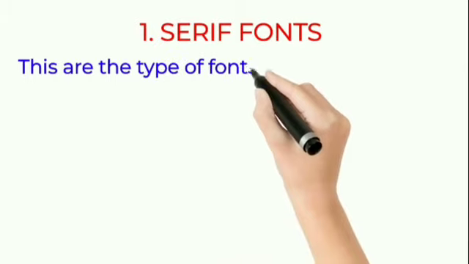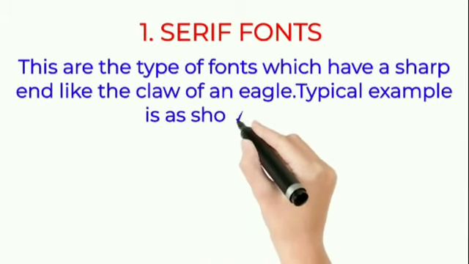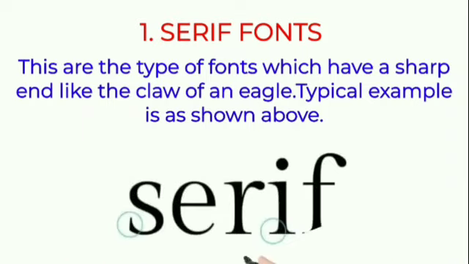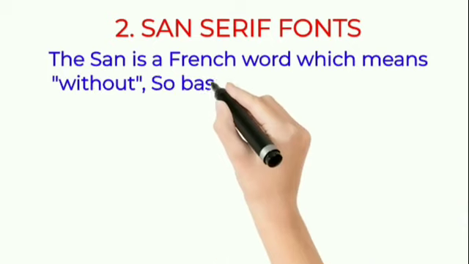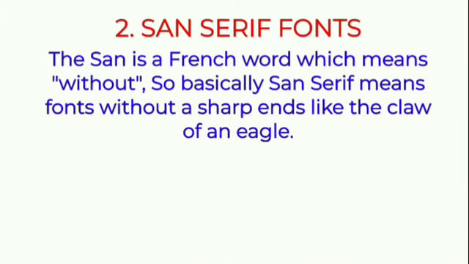1. Serif fonts. These are the type of fonts which have a sharp end like the claw of an eagle. Typical example is shown above. 2. Sans serif fonts. The sans is a French word which means without, so basically sans serif means fonts without sharp ends like the claw of an eagle.